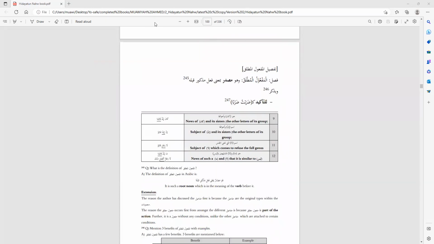So now let's go through the first type of the mansubat, and the first type of mansubat is maf'ul mutlaq. What is maf'ul mutlaq? In simple words, before we go through the text, maf'ul mutlaq, what you can say is the root noun. So it's the root noun which will be repeated after a verb.